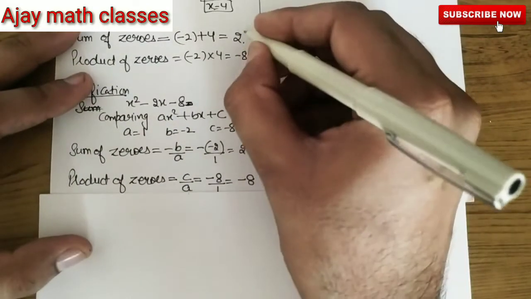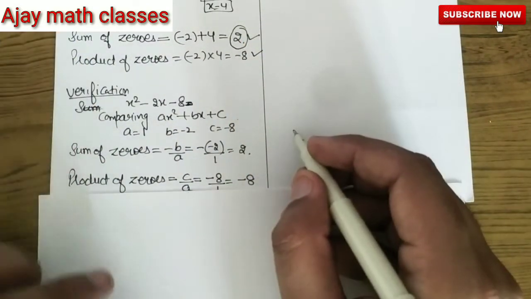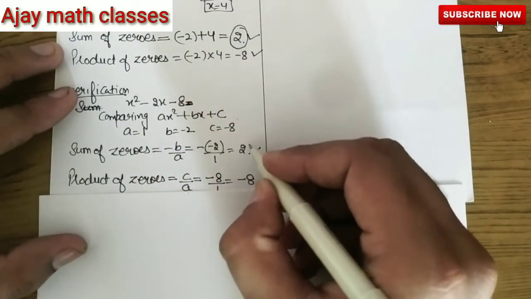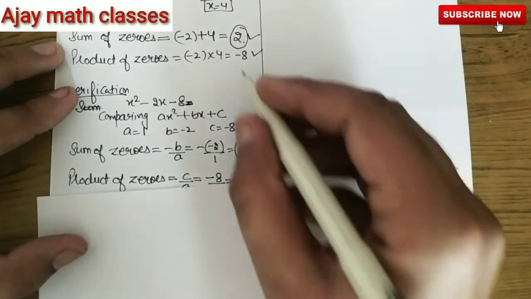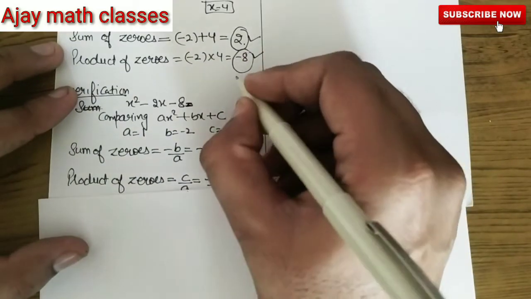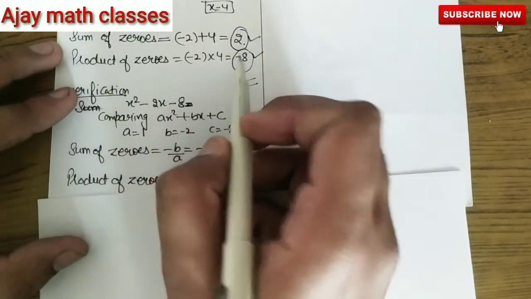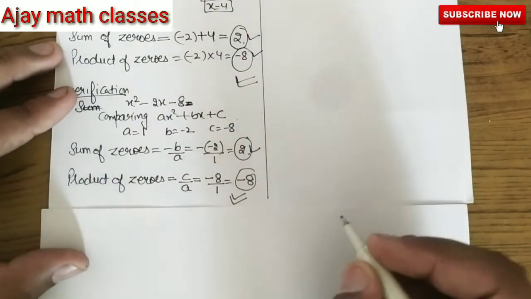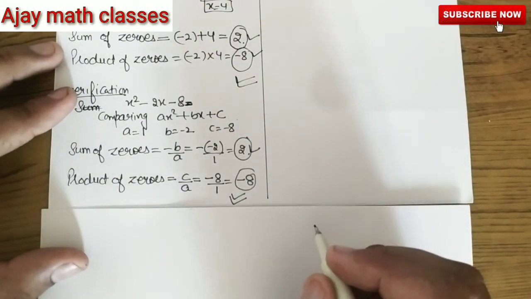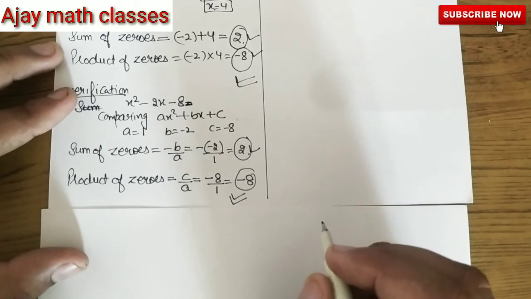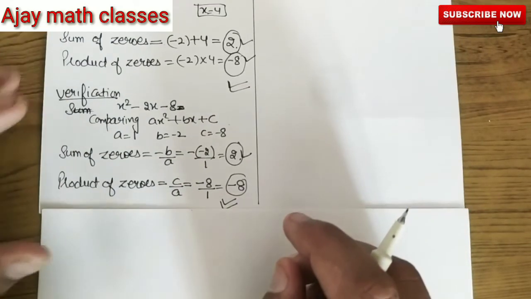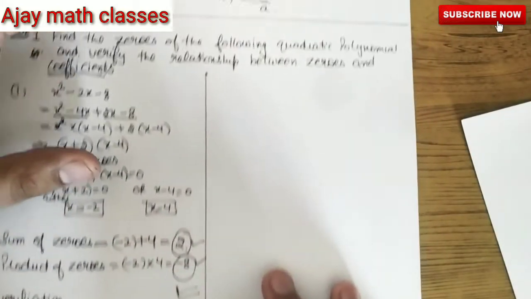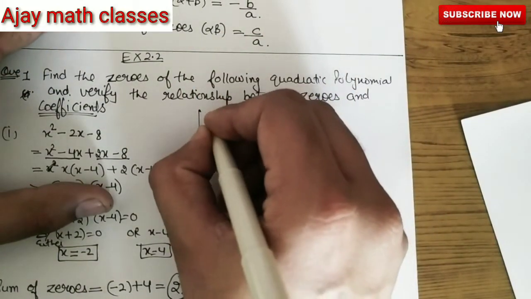Just see students, the sum of zeros by directly adding the zeros is 2, and by formula it is also 2. The product is minus 8, and by formula the product is also minus 8. So students, that was the completion of this question, and all the questions are the same, but I will discuss one more question with you. That is part third.